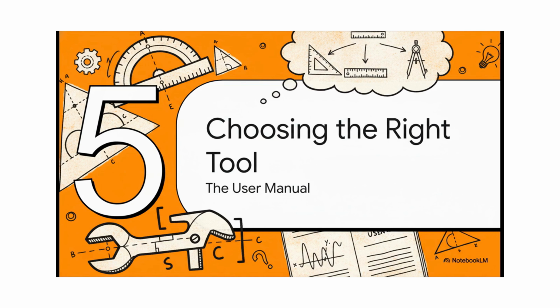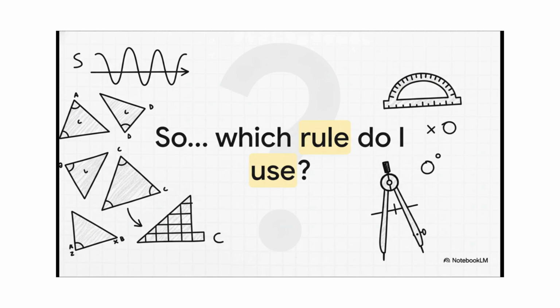So now we have two awesome tools in our toolbox, the sine rule and the cosine rule. Which brings us to the most practical, most important part of all, the user manual. How do you decide which one to pull out for the job? This is the question, right? When you're staring down a triangle problem with a bunch of sides and angles, which rule do you grab?